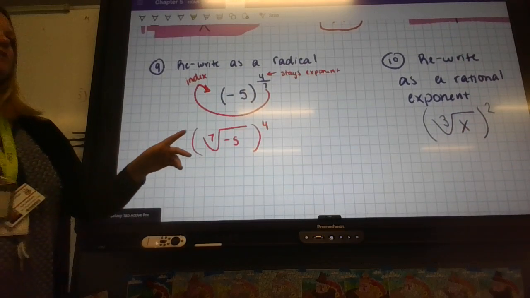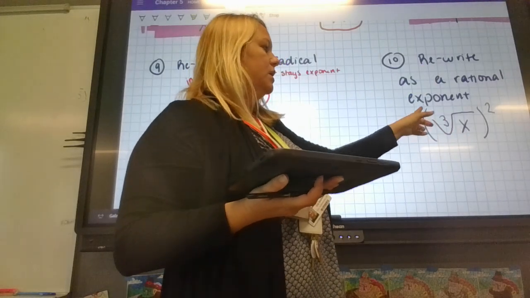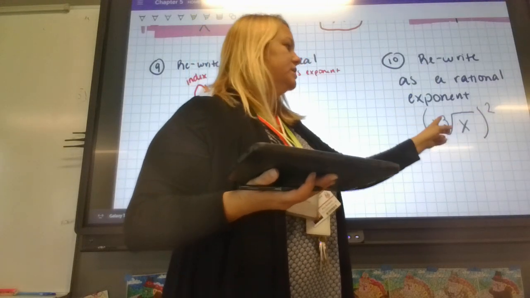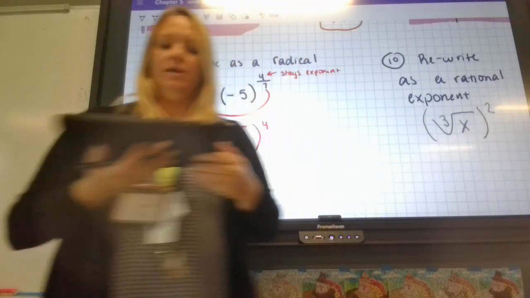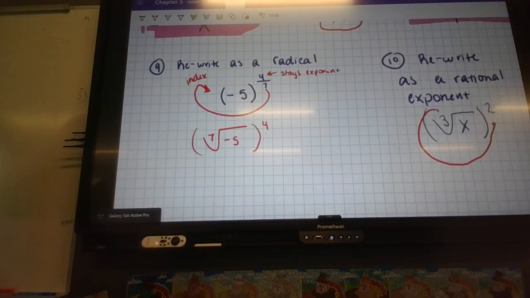Now this is our first time going the other way. Starting with the radical and putting this 3 back into the exponent. So I'm going to write it as a denominator and get rid of the radical bar. And this is actually the same as the x to the 2/3.